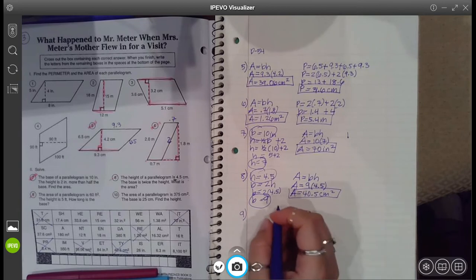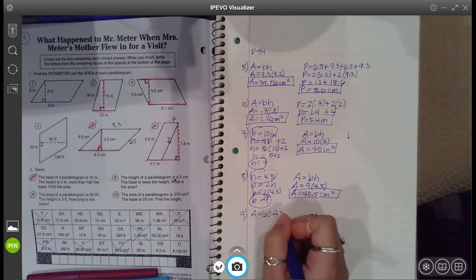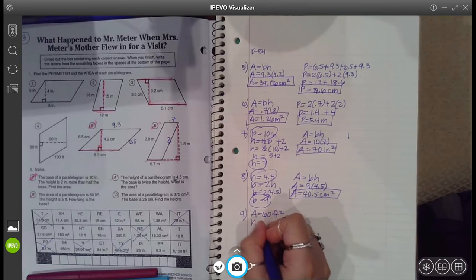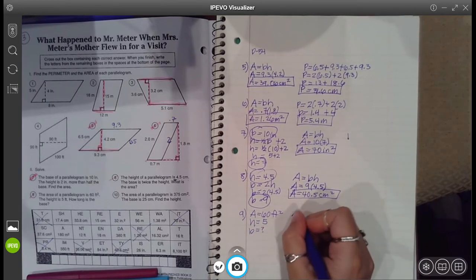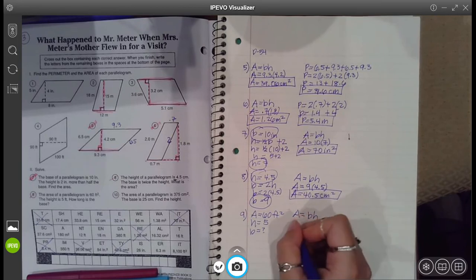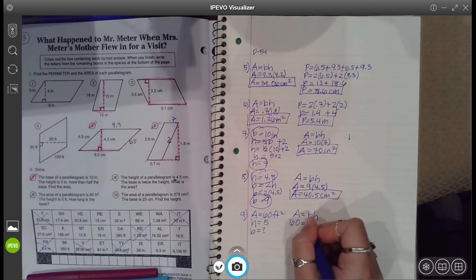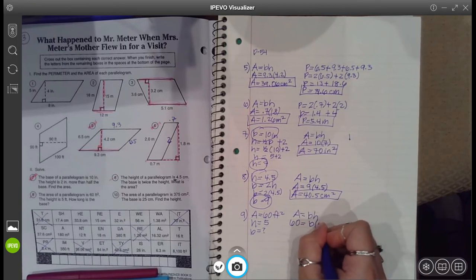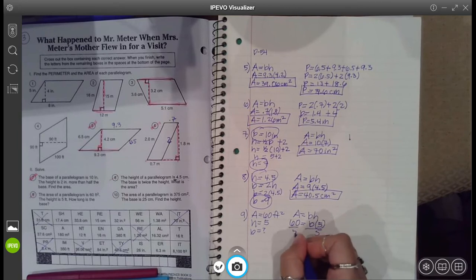Okay, and then finally, the last one we're going to do together is number 9. Number 9 says the area is 60. The height is 5. How long is the base? Well, the formula is area equals base times height. The area is 60. We don't know the base, but we know that the height is 5. So 60 equals 5b. Well, how do you solve for b? 5 times what is 60? We'll divide by 5 to figure that out, right?